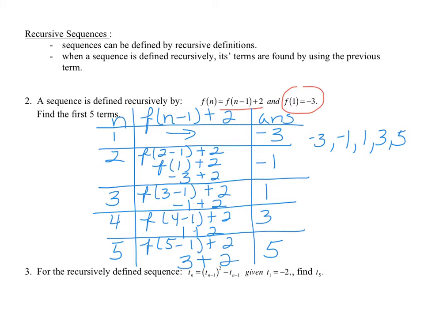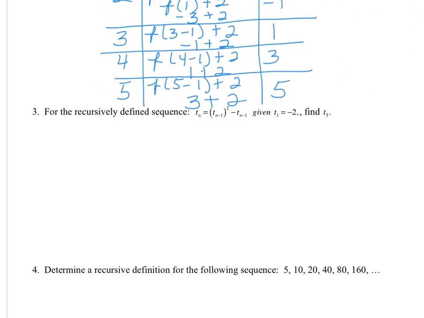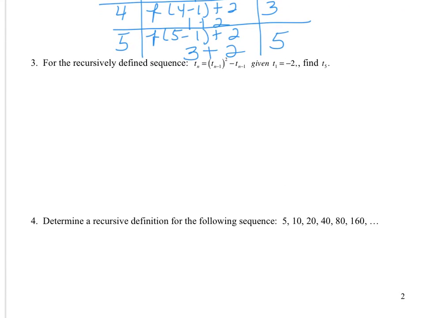Okay, let's go on to the next problem here. For recursively defined sequence, t sub n equals t sub n minus 1 squared minus t sub n minus 1. Given t sub 1 is a negative 2, find t sub 5. So we have to find the fifth term. Well, it's recursive, so we have to actually start with the first term, get the second term, get the third term, get the fourth term in order to get the fifth term. All right, so let's set up our chart.